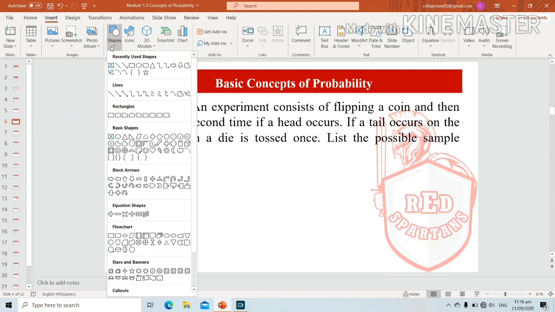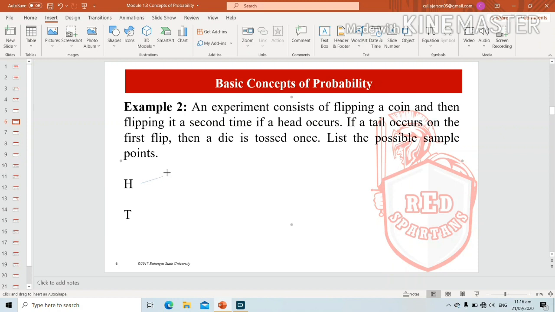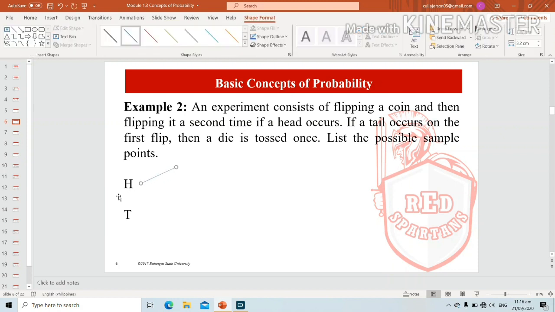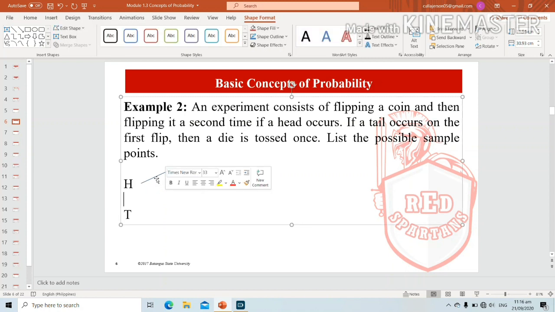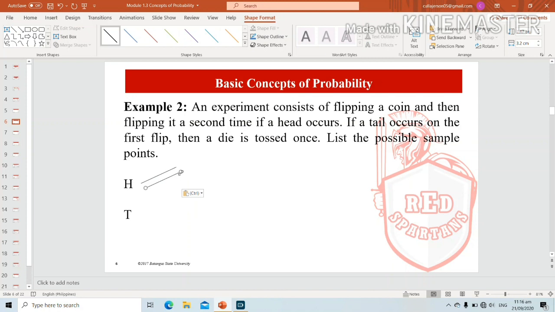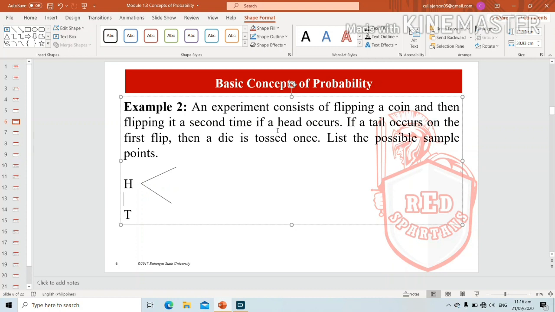So insert tayo ng line. So yan. So pag daw yung second experiment natin, kapag lumabas yung head, ipipilip uli yung coin. So ibig sabihin yung ating another sample point or outcome is head and tail.